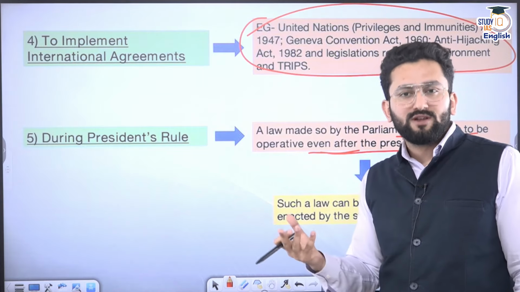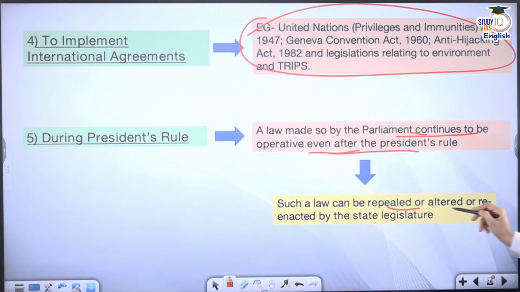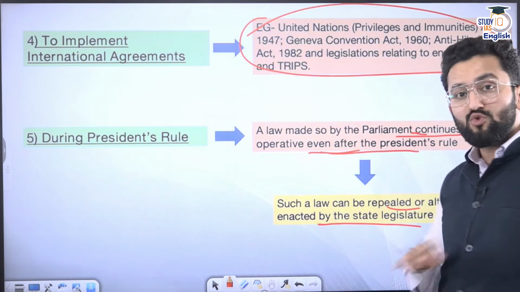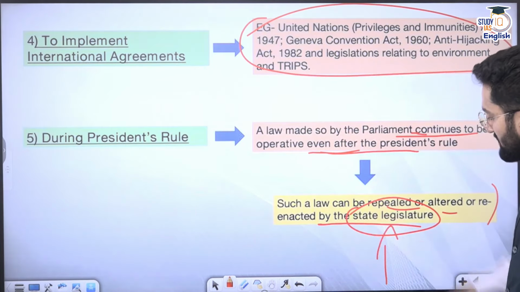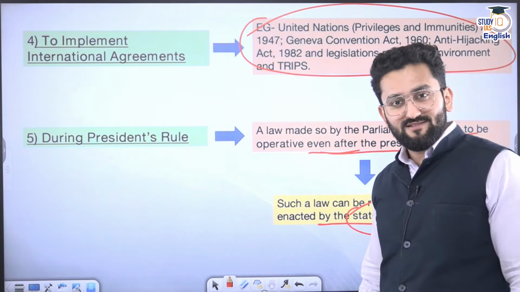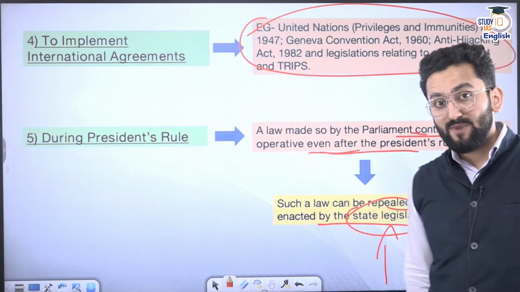And continue till what time? Till it is removed or altered. Such a law can be repealed or altered or reenacted by the state legislature. After this President rule is removed, now power will come to state legislature. Now this will be choice of state legislature. Okay. So there's no case of this 6 months expiration.